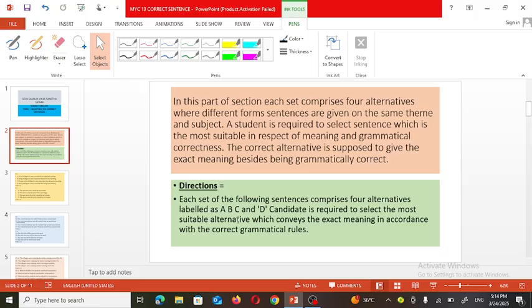So you have understood now: A, B, C, D. Such four alternatives will be there and you have to find out the most suitable alternative which conveys the correct meaning. Now let's see the example.